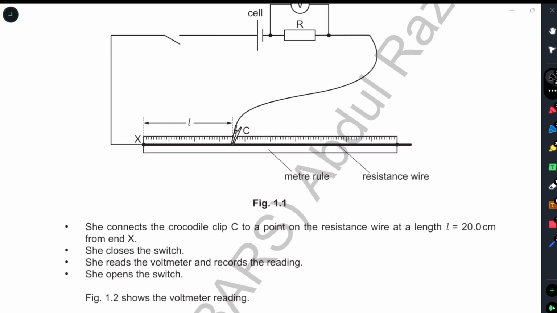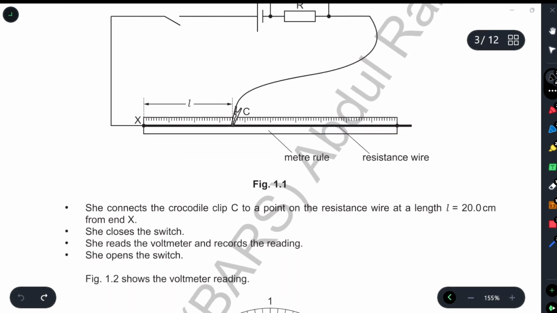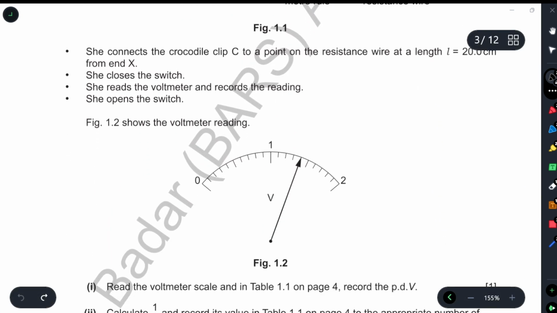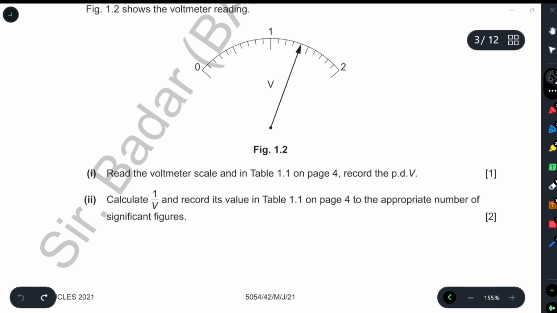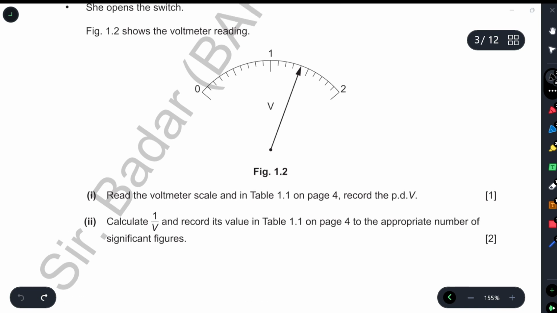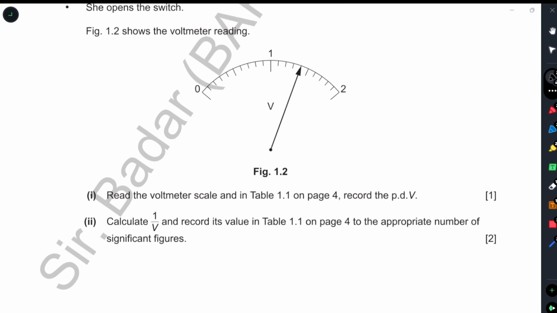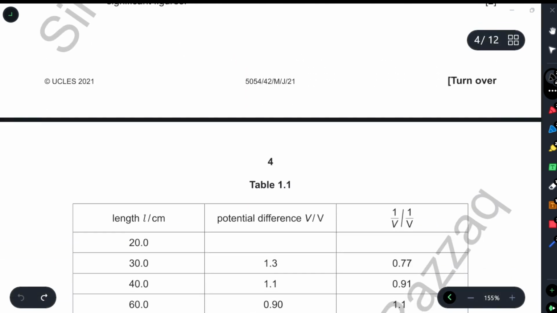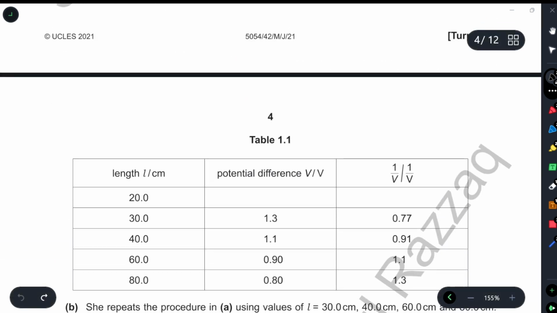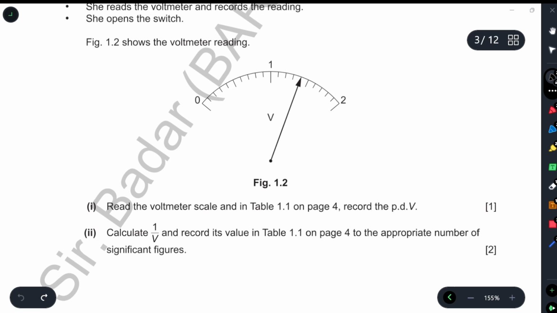She connects the crocodile clip C to a point on the resistance wire at length 20 from end X. She closes the switch. She reads the voltmeter, records the reading. She opens the switch. Figure 1.2 shows the voltmeter reading. Read the voltmeter scale and in table 1.1 on page 4 record the potential difference V. So page 4, for length 20, we have to write the potential difference.